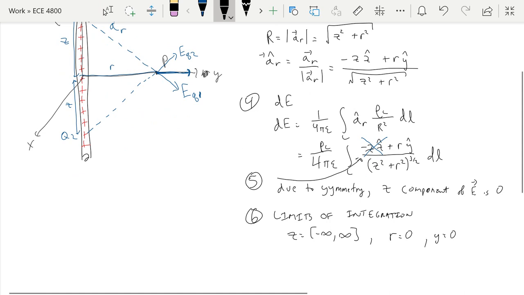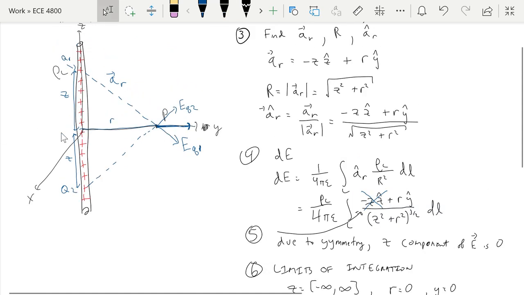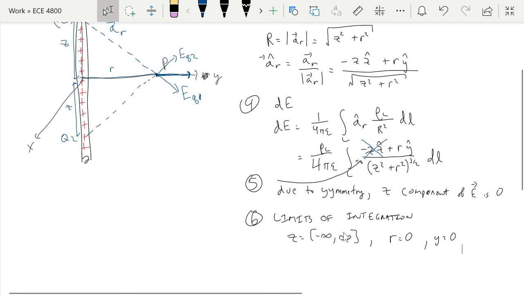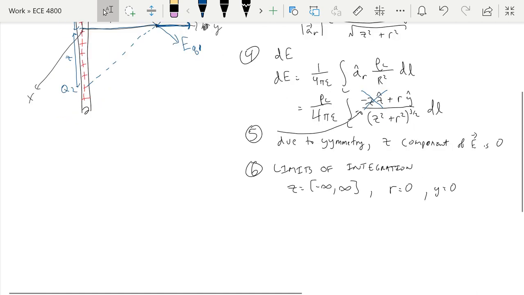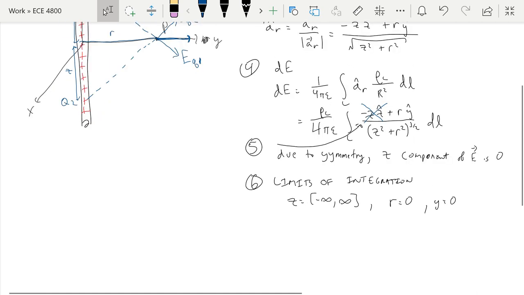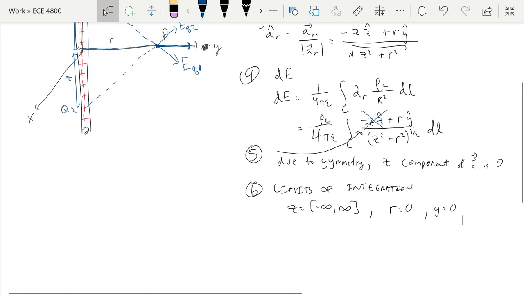Right. So whenever we do this limits of integration thing, we're just looking specifically at what we are integrating. We know this is a one-dimensional integration, so one variable is going to have a range, and all the other variables are going to be fixed. If we had to integrate over a two-dimensional surface, then we would have a range on two variables, two coordinates, and then one of the coordinates would be fixed. All right.